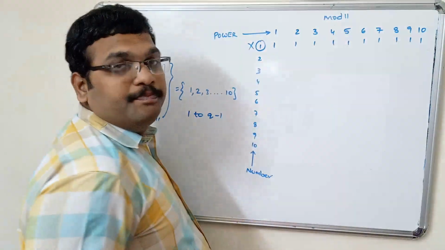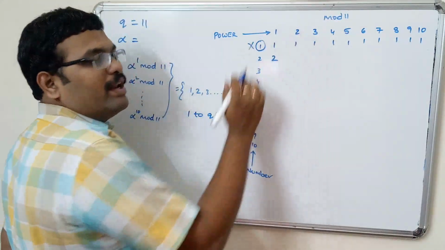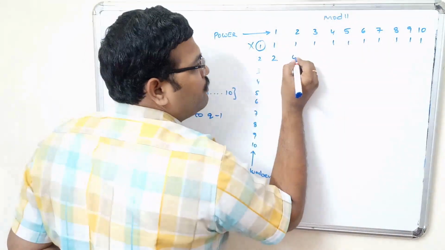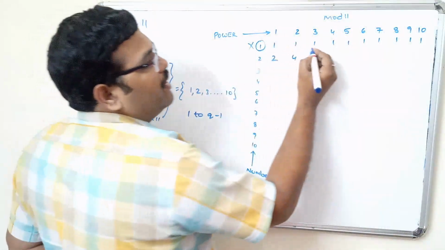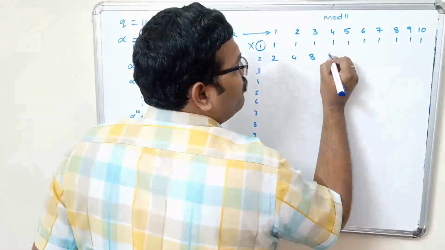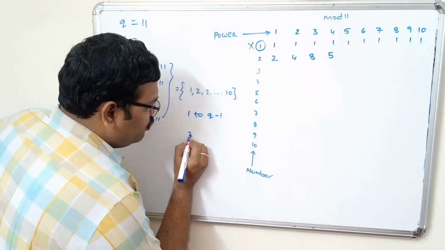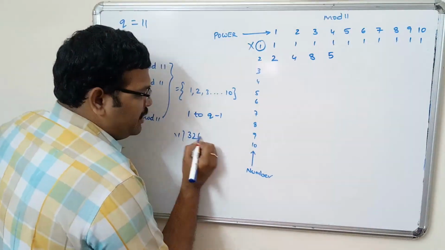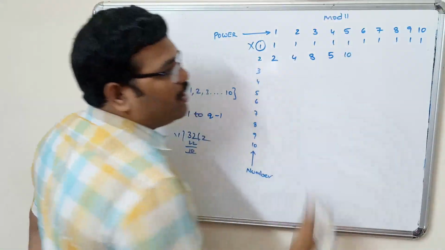Now consider 2. 2 power 1 mod 11 is equal to 2. 2 square, that means 4 mod 11, is equal to 4. 2 cube, so 8 mod 11, is equal to 8. 2 power 4, 16 mod 11, is equal to 5. 2 power 5, 32 mod 11. So 2 elevens are 22, the remainder is 10. So here we get 10.